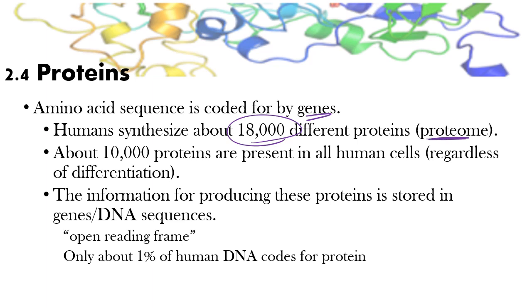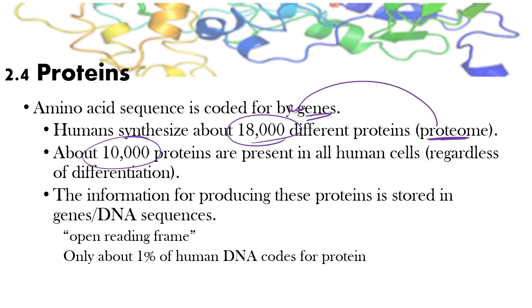Proteome is the collection of proteins made by a cell or a system or an organism. The human proteome is just about 18,000 different proteins. All of our cells have 10,000 of those proteins in common. The other 8,000 are for specialized cells. So we definitely don't want our brain cells making the protein that makes hydrochloric acid like our stomach cells do. We want to keep that stomach acid in our stomach. We don't want that in our brains.